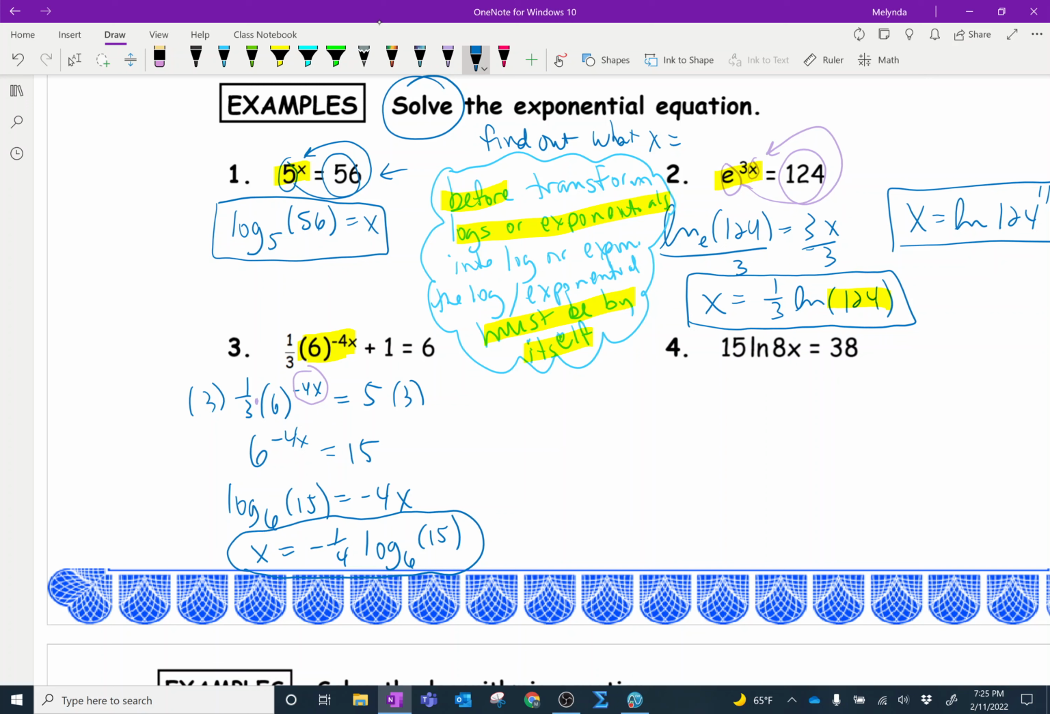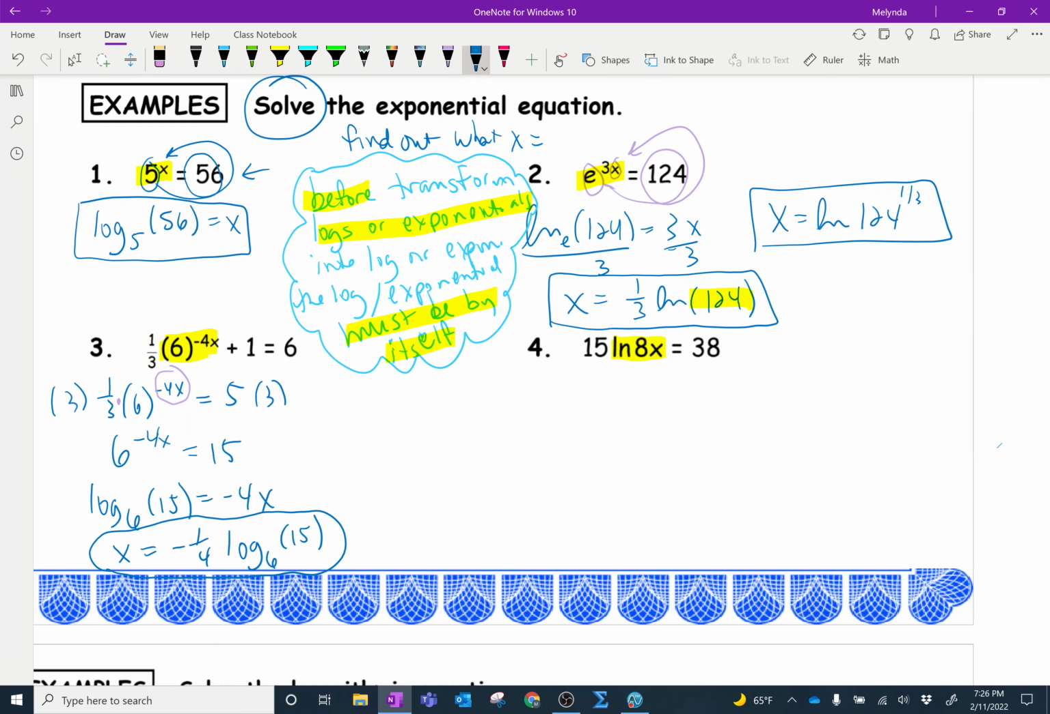Whew, okay. All right, let's look at number 4. And we have the same scenario here. The natural log is not by itself. Here's the natural log part. It's not by itself. We have to get it by itself. So we want to divide both sides by 15. So we have ln of 8x equals 38 over 15. Okay, great. So now it's by itself.